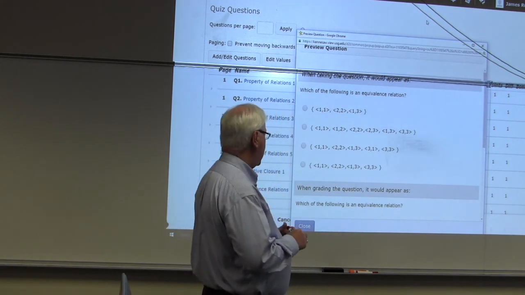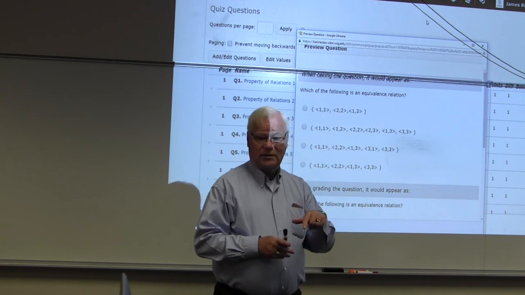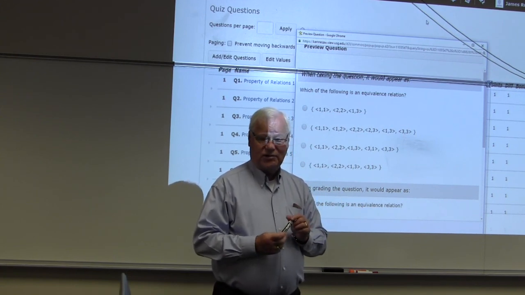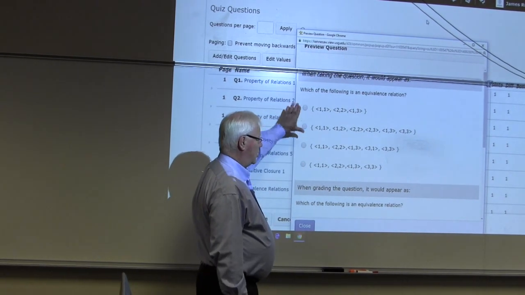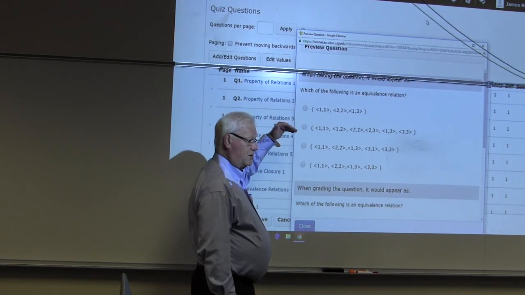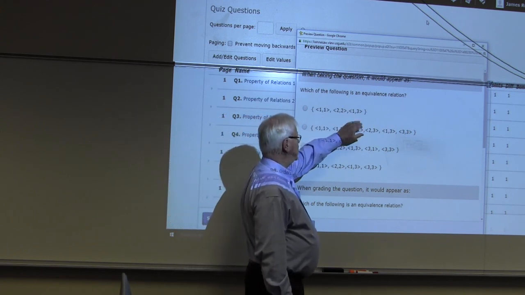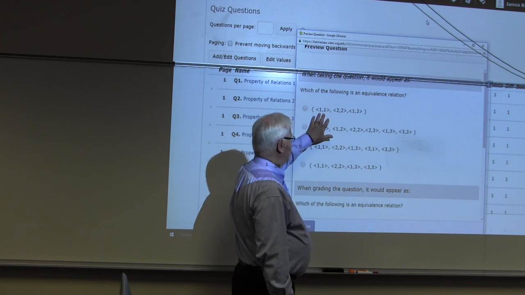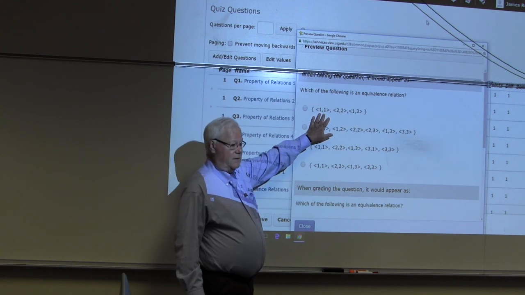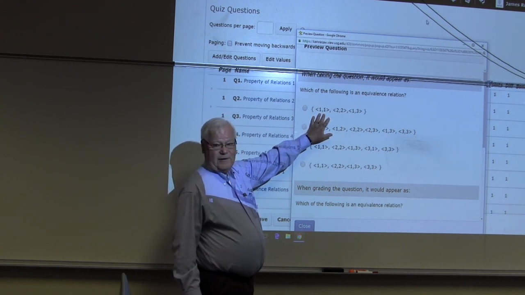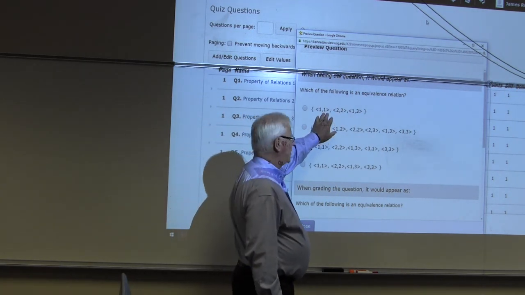And what about symmetric? If i equals j, does j equal i? Yes. What about antisymmetric? No, not in that case. So we're looking for a relation here that's reflexive, transitive, and symmetric. Well, up here I have 1, 1, 2, 2, 1, 3. Let's see. Is it reflexive? Where's 3, 3? Remember, it has to have every opportunity. So 3, 3 is not there, so it's not reflexive.